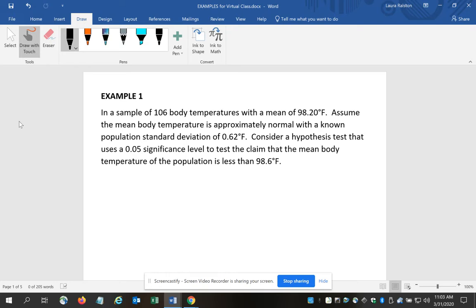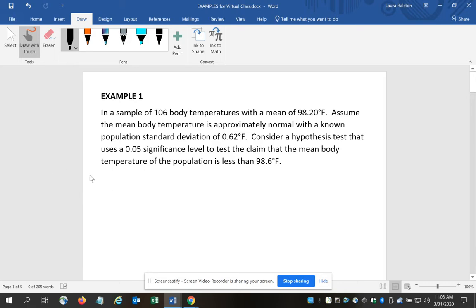And so the first example reads, in a sample of 106 body temperatures with a mean of 98.2 degrees Fahrenheit, assume the mean body temperature is approximately normal with a known population standard deviation of 0.62 degrees Fahrenheit. Consider a hypothesis test that uses a 0.05 significance level to test the claim that the mean body temperature of the population is less than 98.6 degrees Fahrenheit.